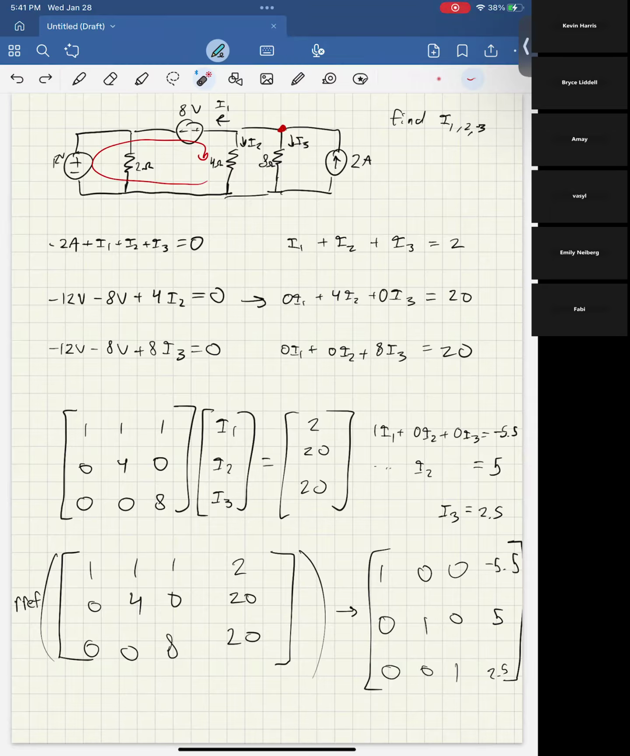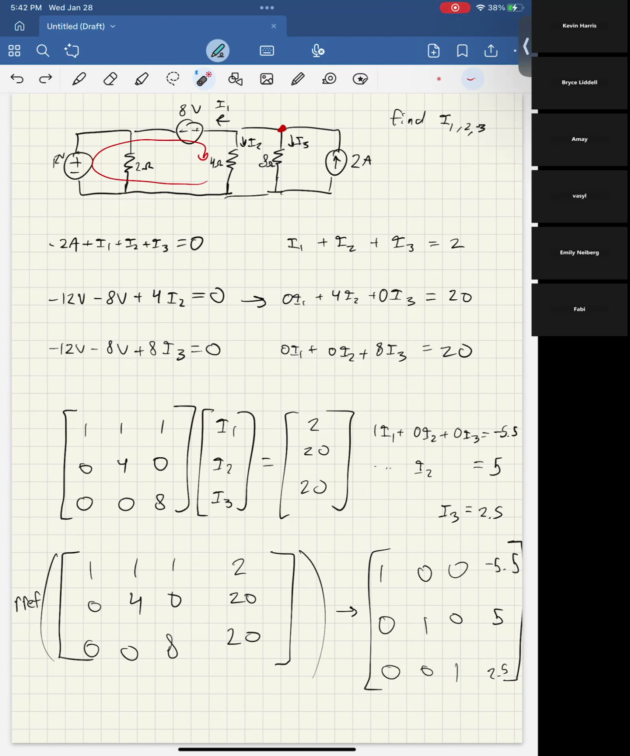So is I naught given to you though? No, you can't just assume it's any number. You have to find I naught. So for that specific question, there are 4 unknowns, so you need at least 4 equations, right? Okay, I got you.